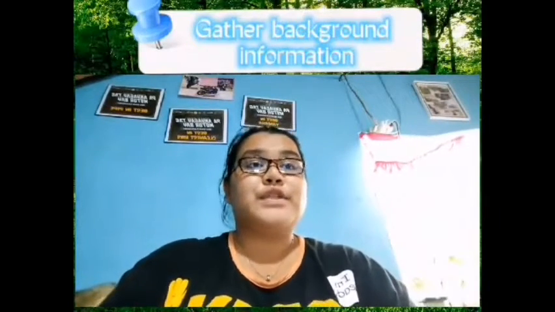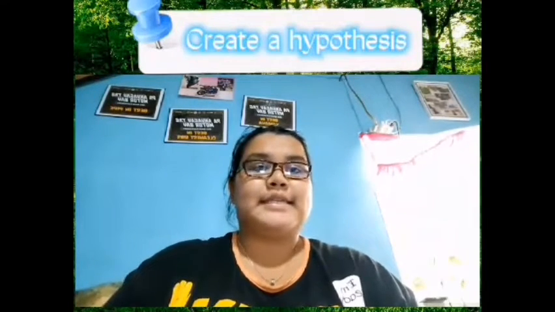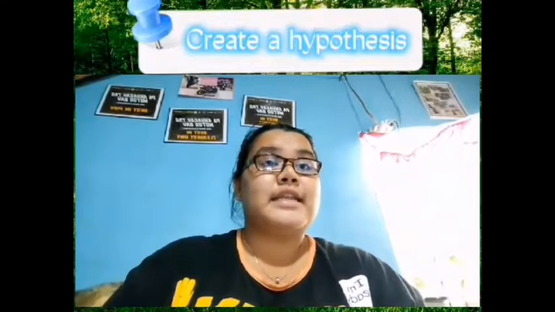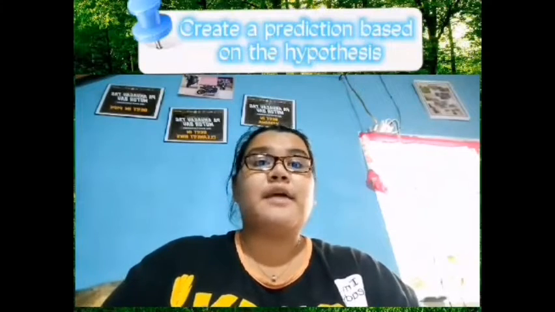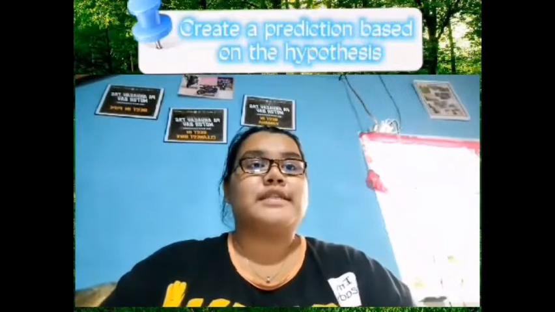This involves doing research into what is already known about the topic. This can also involve finding if anyone has already asked the same question. The third one is create a hypothesis. A hypothesis is an explanation for the observation or questions. If proven later, it can become a fact. And the fourth one is create a prediction based on the hypothesis.